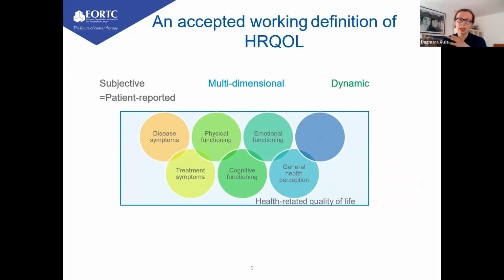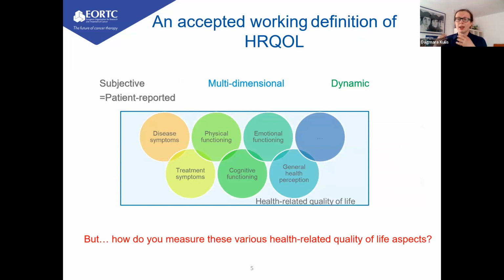When we talk about quality of life, we have to think about the fact that it has 3 main characteristics. First, it's subjective, so it is patient-reported, it's a PRO. Then it is multidimensional, it covers different aspects, and then it's dynamic, so it changes over time. And then it is a very valid question to ask, how do we measure such a concept that is subjective, multidimensional, and dynamic? So that's where we get to questionnaires or prompts.